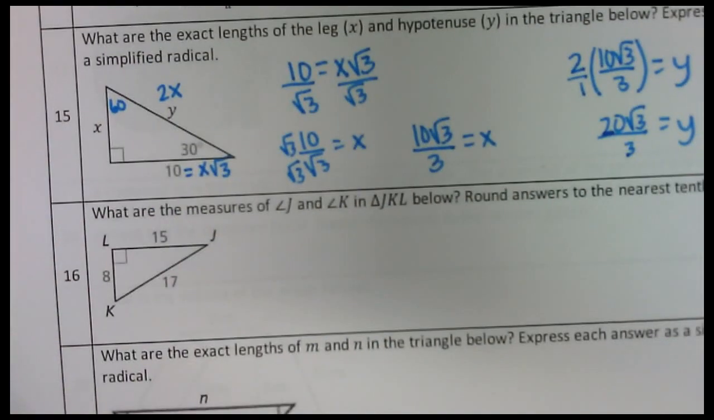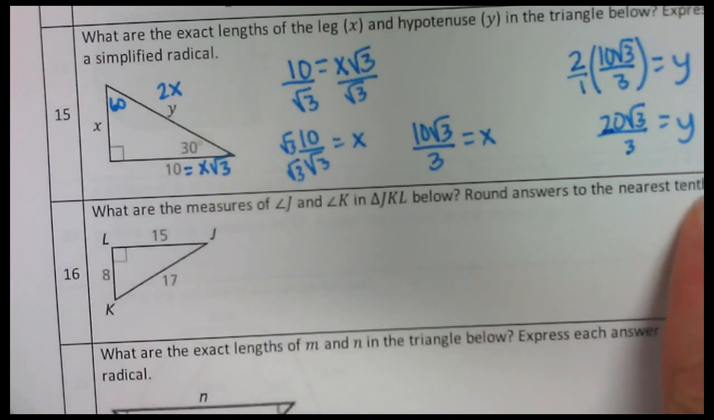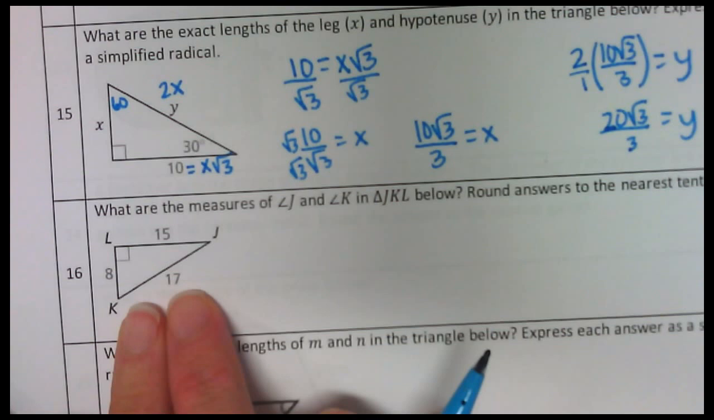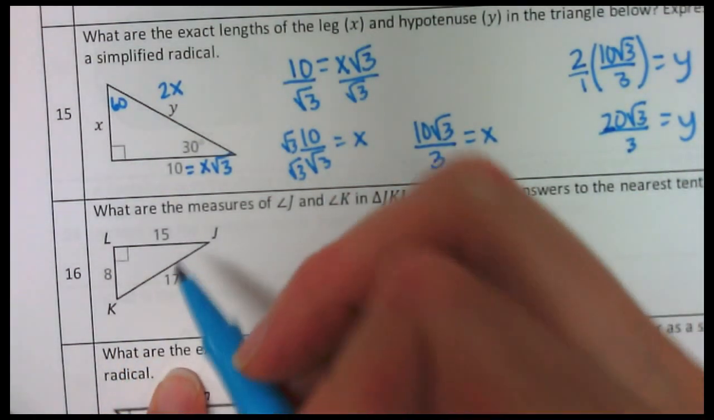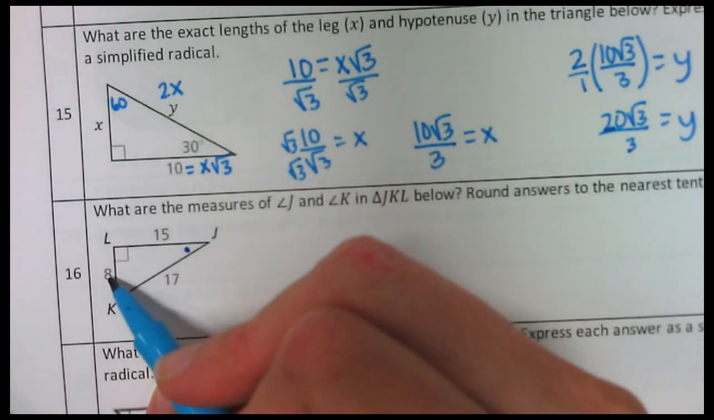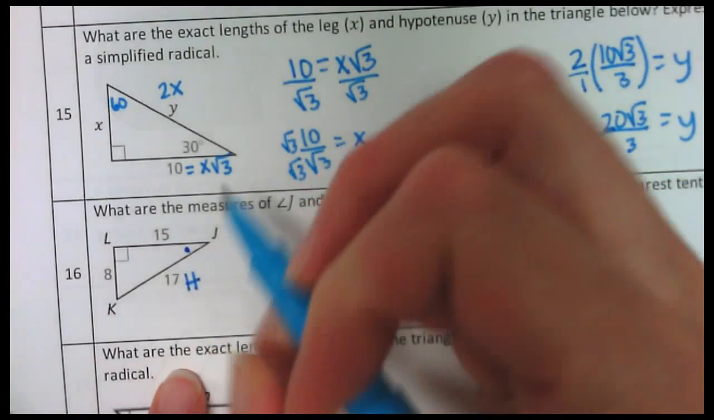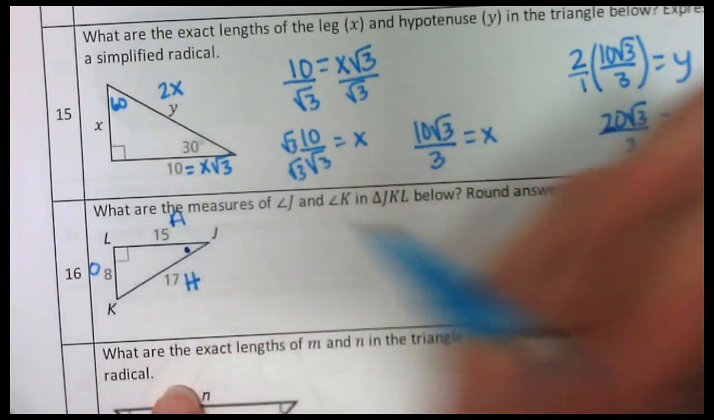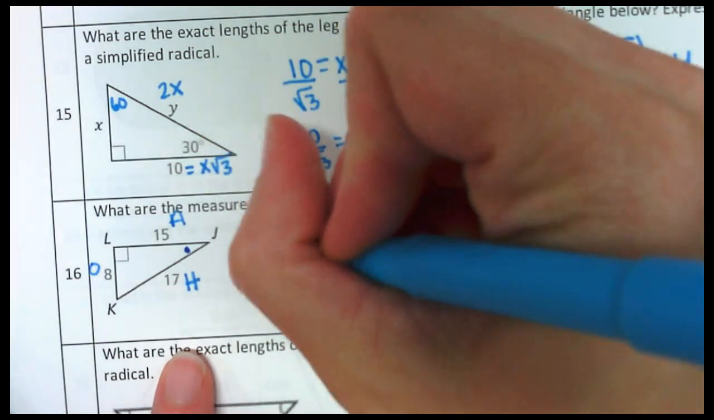Number 16, what are the measures of angle J and angle K in triangle JKL below? Round your answers to the nearest tenth of a degree. So I have all three sides. That means I can use trig to help me figure out the missing angles. If I pick angle J first, since I know all three sides, I can pick whatever ratio I want. So if I pick J, 8 would be opposite and 15 would be adjacent. So I get to pick whatever I want.